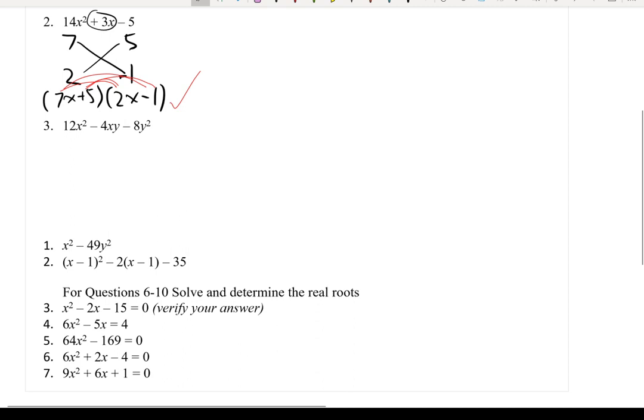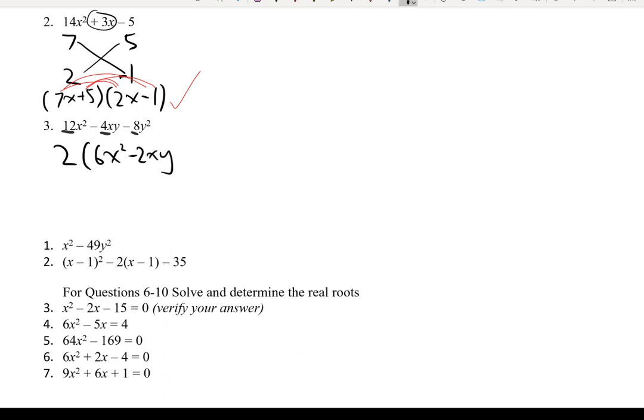So for this one, we have x's and y's. It doesn't matter. We still do the same thing. But first of all, I can factor out a 2 because they're all even numbers. You see, they are even numbers. So I can take out 2, and then this becomes 6x squared minus 2xy.